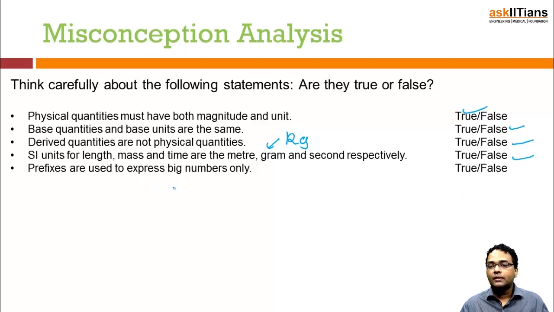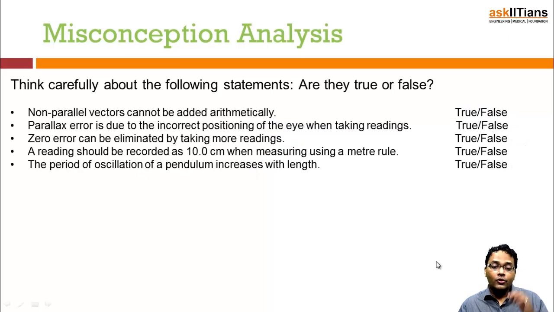Prefixes are used to express big numbers only. Wrong. You can also have very, very small readings. In that case as well, you use the prefixes. This is wrong. Further, non-parallel vectors cannot be added arithmetically.